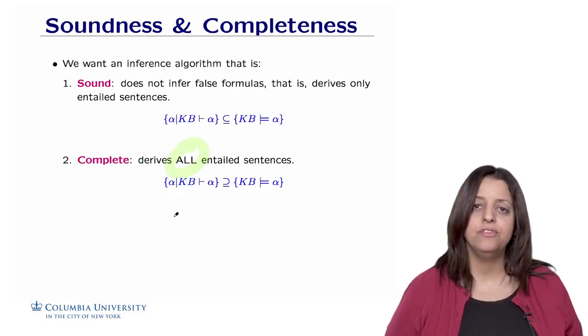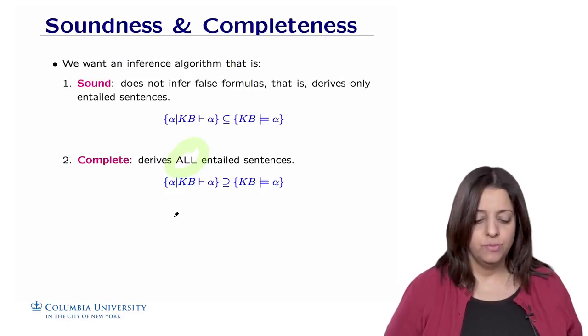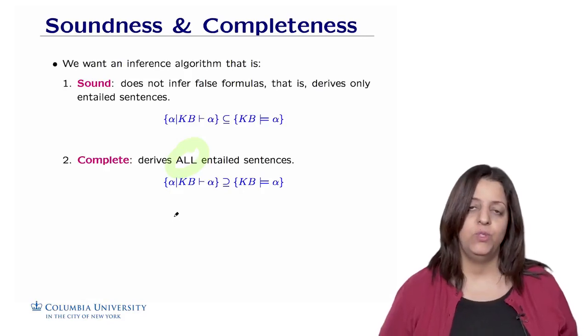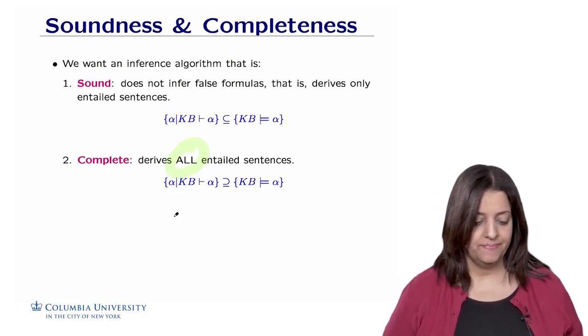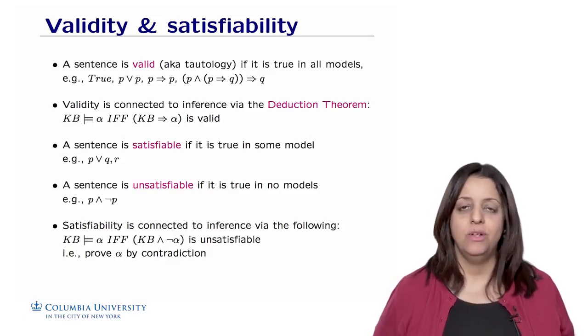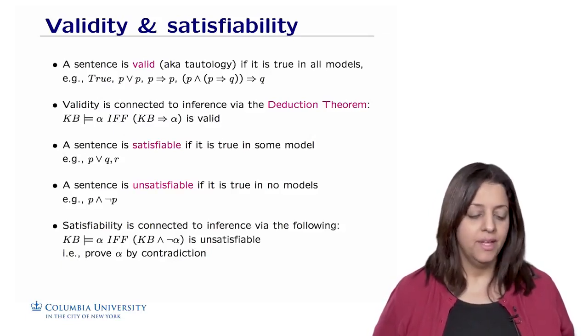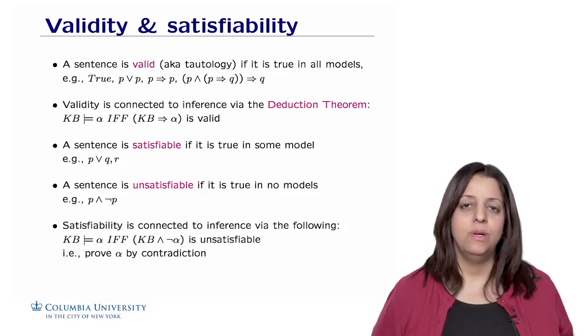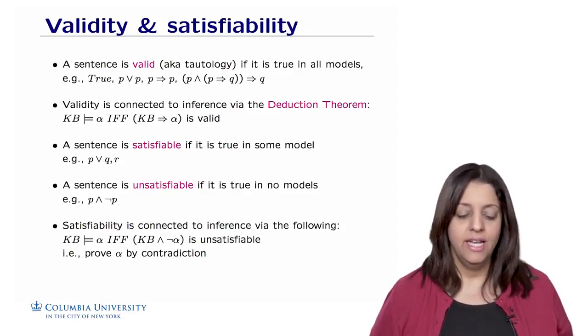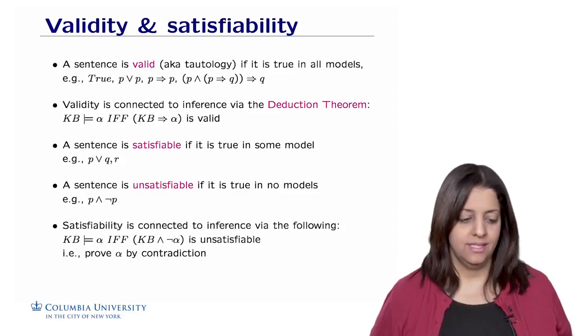So this is a powerful way to see the connection between inference and entailment, and to bridge the syntax and the semantics. Just for the sake of completing our terminology, let's talk about validity and satisfiability. A sentence is called valid if it is true in all models. Remember what we discussed in the previous slides, the notion of tautology.